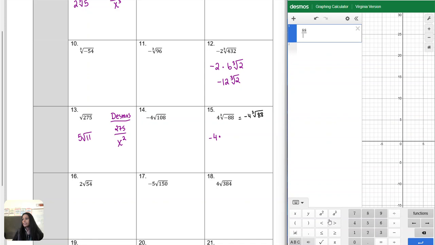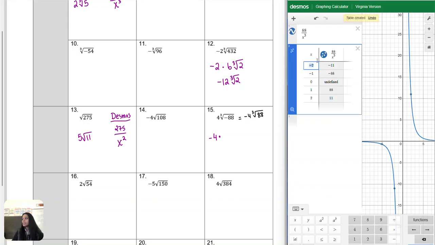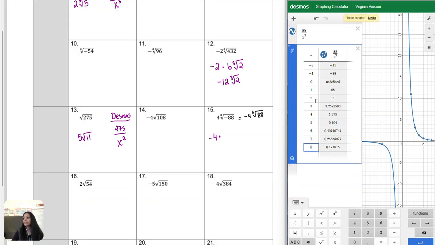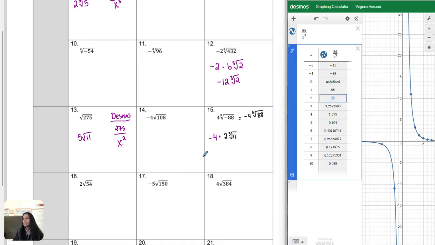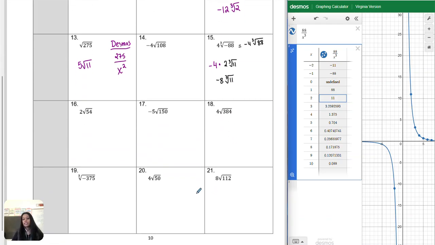So 88 divided by x cubed. And then you have your 2 cube root of 11. I'm doing this one, 2 cube root of 11. And then you have negative 4 times 2, which is negative 8, and then cube root of 11. Okay, that's how we deal with it. Just pay attention to cube roots and square roots.